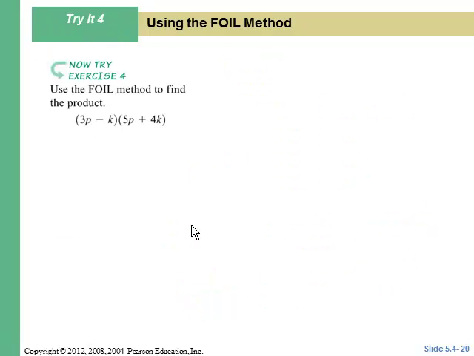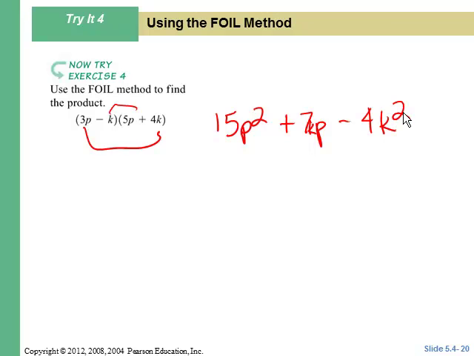Okay. FOIL only works though with a binomial times a binomial. 15p squared. Outside is 12. Inside is minus 5. 12 minus 5 is 7kp minus 4k squared.